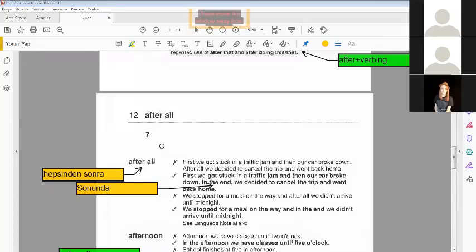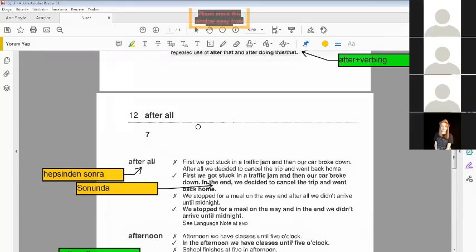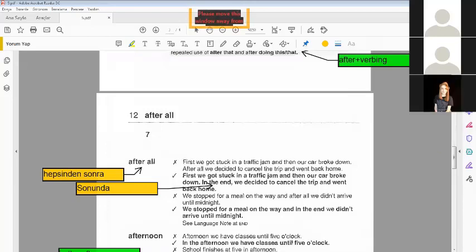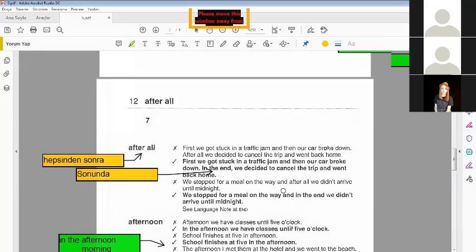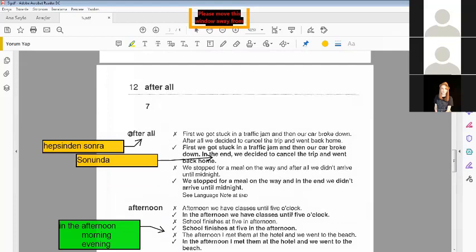First, we got stuck in a traffic jam, and then our car broke down. After all, we decided to cancel the trip and went back home. First, we got stuck in a traffic jam, and then our car broke down. In the end, we decided to cancel the trip and went back home.